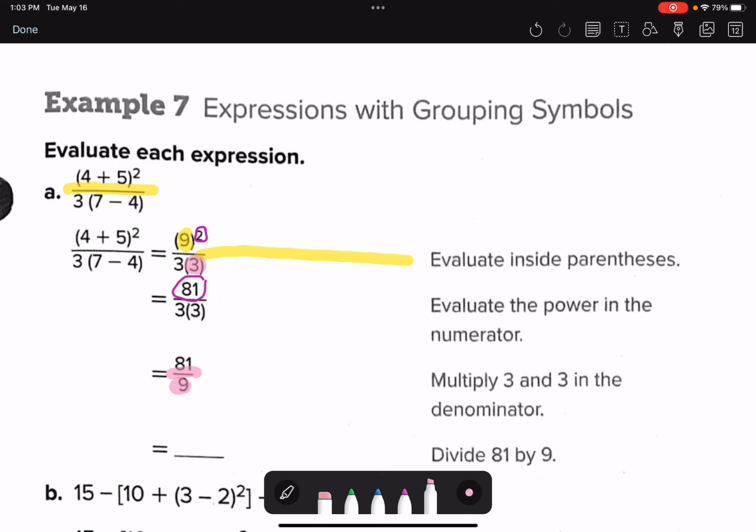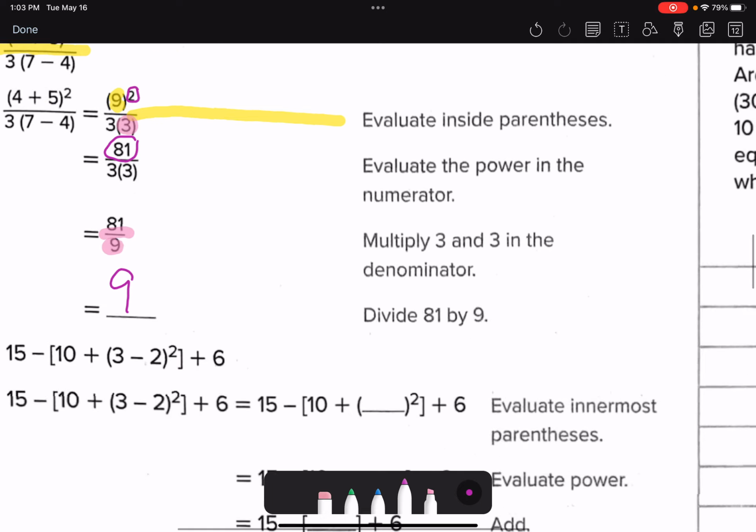Now you can simplify, now that there are no more groups and no more operations in the numerator and denominator, and now you can actually divide. And that is because 81 divided by 9 is 9. So my answer is 9. And again, this goes back to what I taught you guys already, that a fraction is just division. 81 over 9 is a fraction, and it is division as well, and that means you divide. 81 divided by 9 is 9.